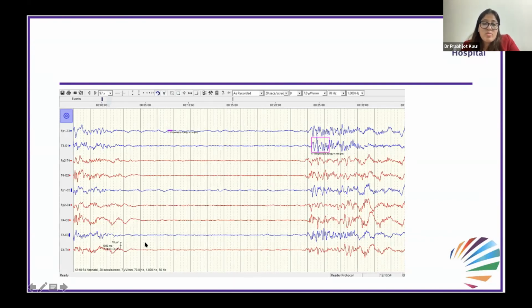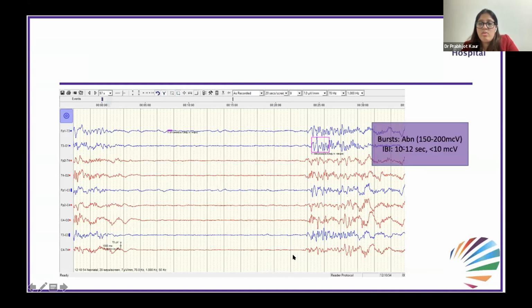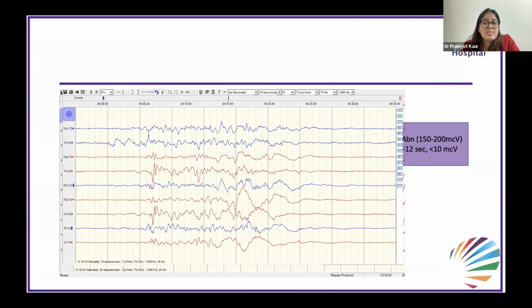It shows an interburst interval of around 10 to 12 seconds, which is pretty long, and the bursts, which were abnormal, showed spiky discharges. The interburst amplitude was less than 10. So this is consistent with the burst suppression pattern.